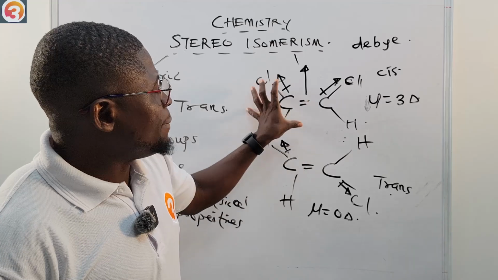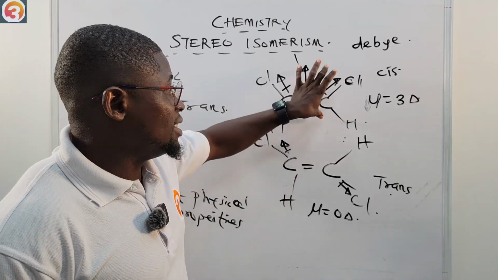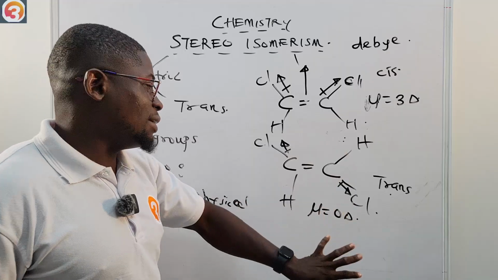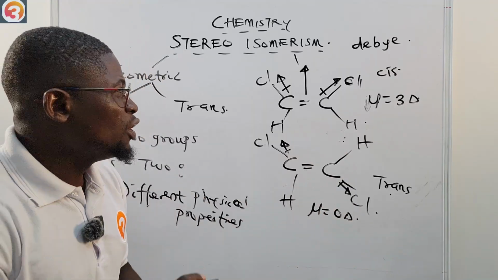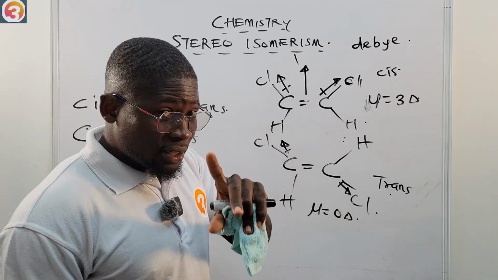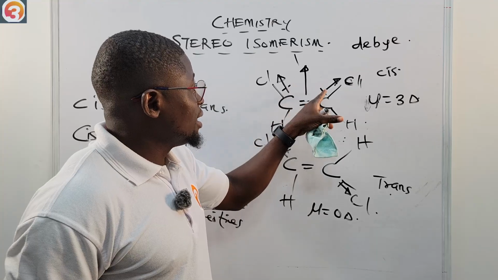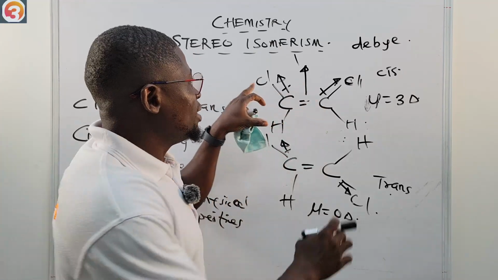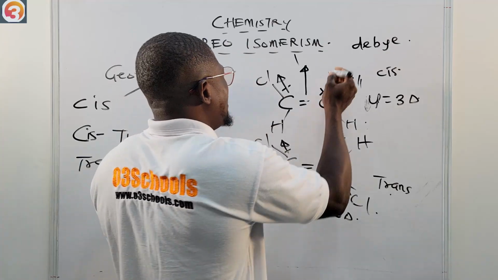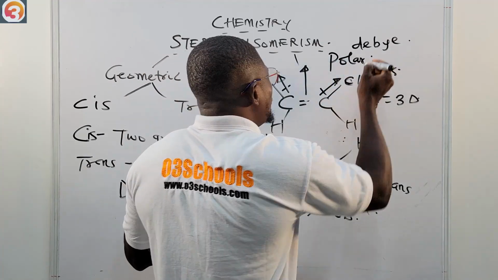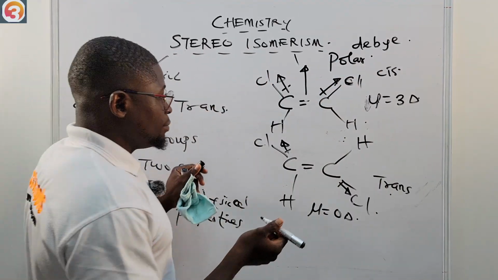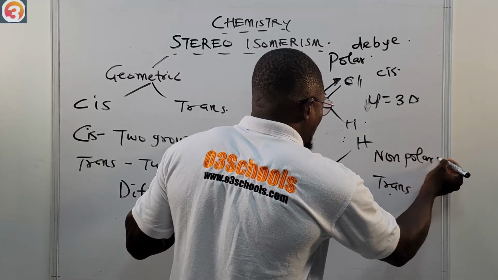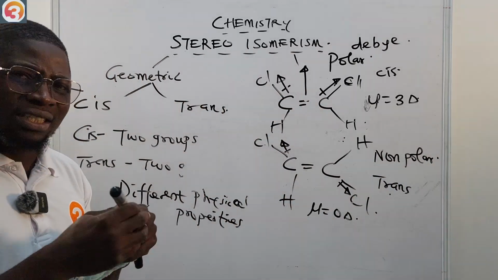So the dipole moment for the cis isomer is 3 D, while the dipole moment for the trans isomer is 0 D. And that is why, because of this dipole moment, we can have a net dipole moment. That's why we say this cis isomer is polar. It is a polar molecule, while this trans isomer is non-polar.